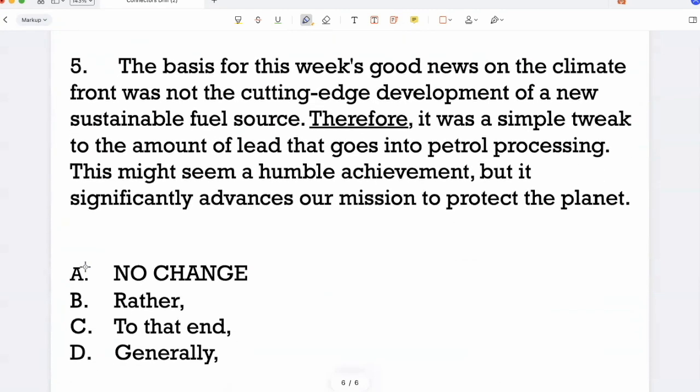Question 5. The basis for this week's good news on the climate front was not the cutting-edge development of a new sustainable fuel source. Therefore, it was a simple tweak to the amount of lead that goes into petrol processing. This might seem a humble achievement, but it significantly advances our mission to protect the planet.